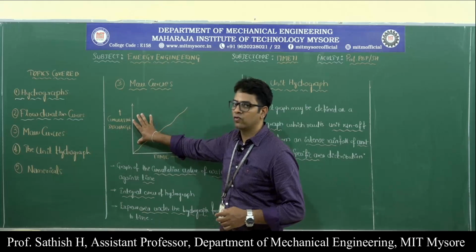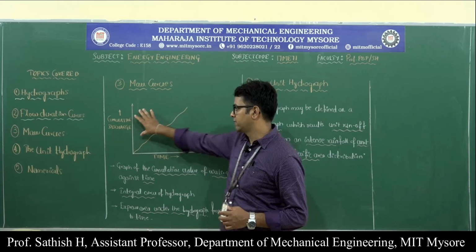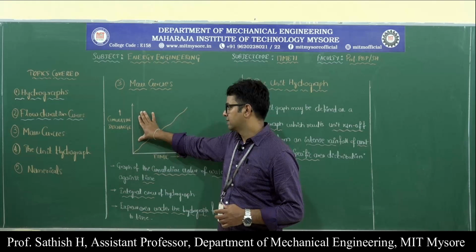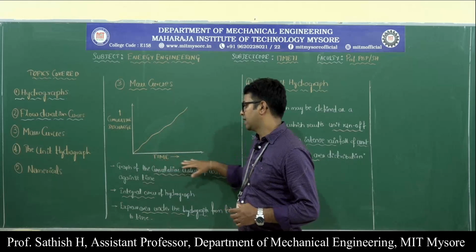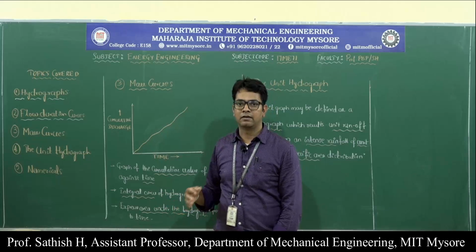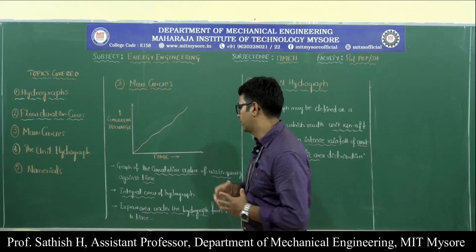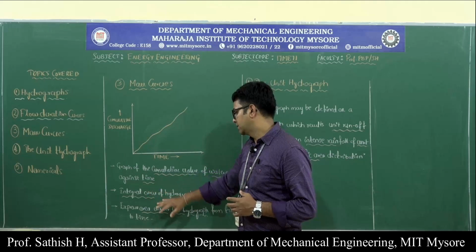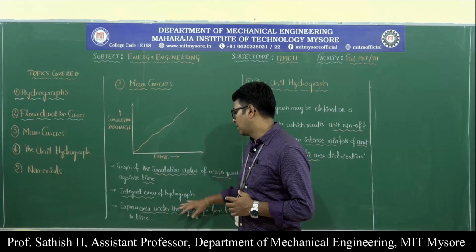This is the cumulative value of the water quantity, which is on the y-axis, that is cumulative discharge, and then on the x-axis we have time. Time can be in terms of weeks or months, or hours, etc. So this is the integral curve of a hydrograph.